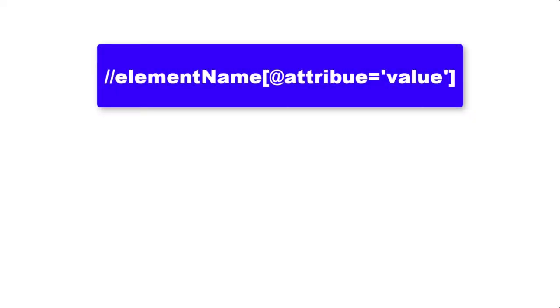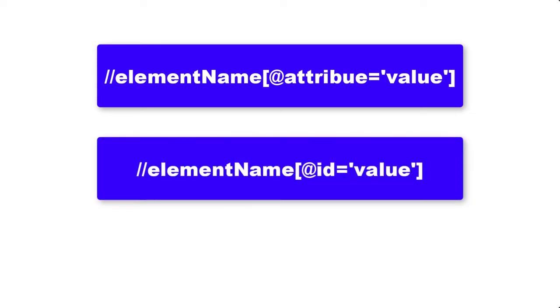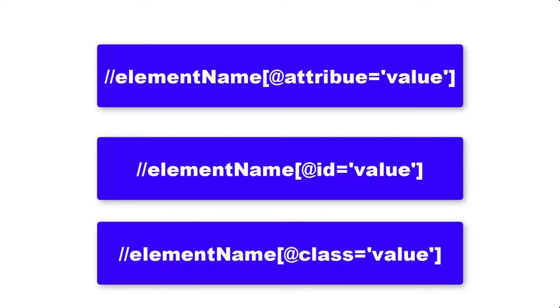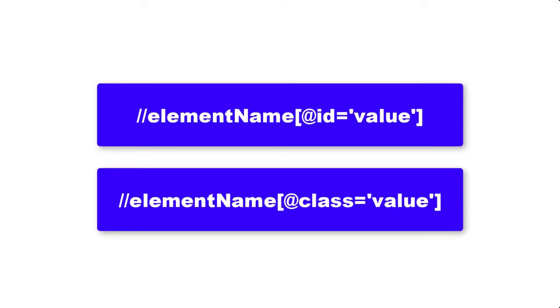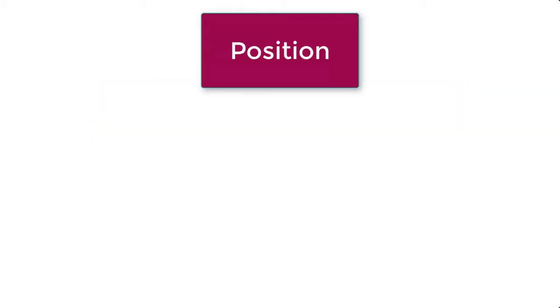brackets, @, to call an attribute, whether it's an ID, class, or any kind of attribute, and then the target attribute value, of course. So these are the two attributes we use most of the time, and in addition to that, we learned how to select an item based on its position. More specifically, we learned two ways of doing this.